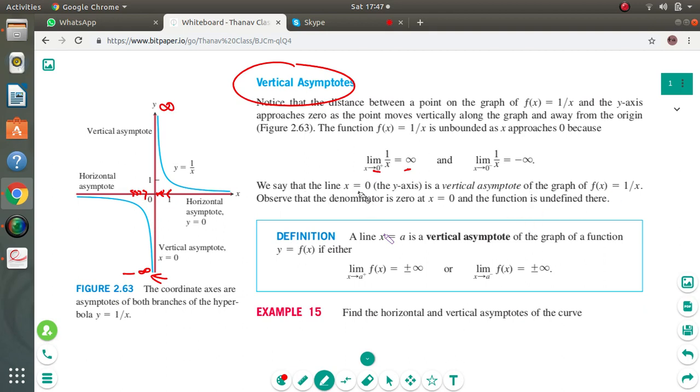Now we see the line x equal to 0 here, this line is the vertical asymptote for the given function. The definition is given as a line x is equal to a is the vertical asymptote of the graph of function y equal to f(x) if either limit x tend to a plus f(x) equals plus minus infinity, or limit x tend to a minus f(x) equals again plus minus infinity. So as x approaches a plus or a minus, if the function goes to infinity, we can say there is a vertical asymptote.